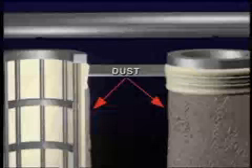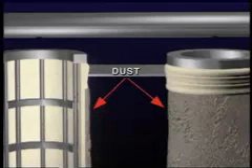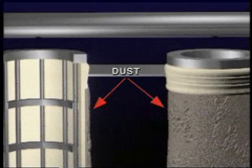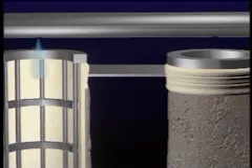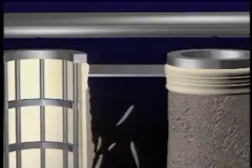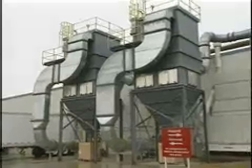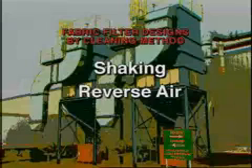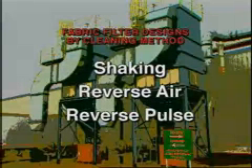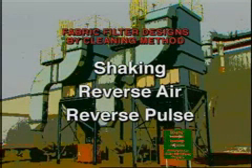One way of distinguishing between different types of fabric filter collectors is the method used to clean the filter material. As dust builds up on the filter's surface, the pressure drop across the filter increases. In order to avoid excessively high pressure drops, the filter material is cleaned periodically. The most common methods of cleaning are shaking, reverse air, and reverse pulse or pulse jet. These cleaning methods are the three most common designs of fabric filtration systems.